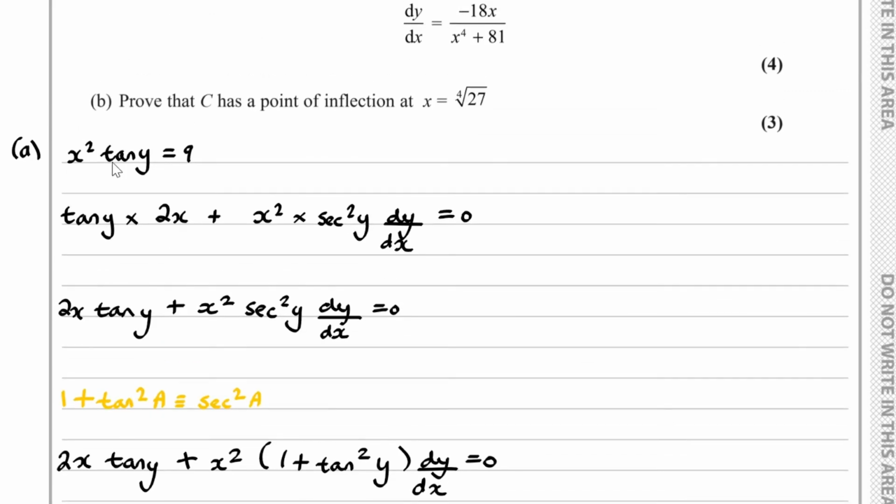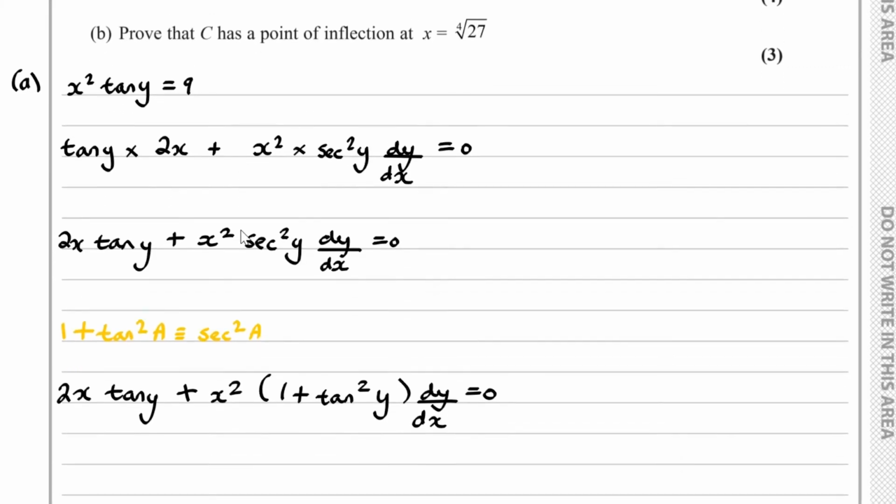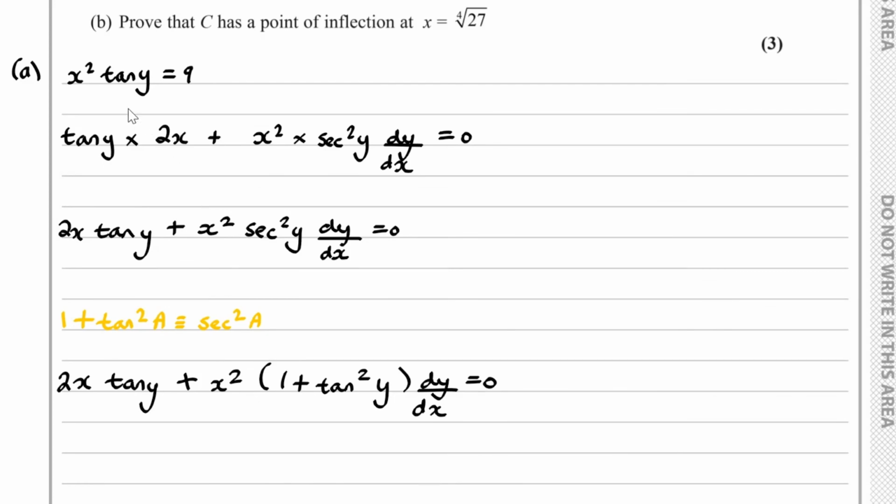And if you look over here where we have x squared lots of tan y equals 9, we can actually rearrange that, which will tell us what tan y is, and that will help us eliminate all these tan y's.